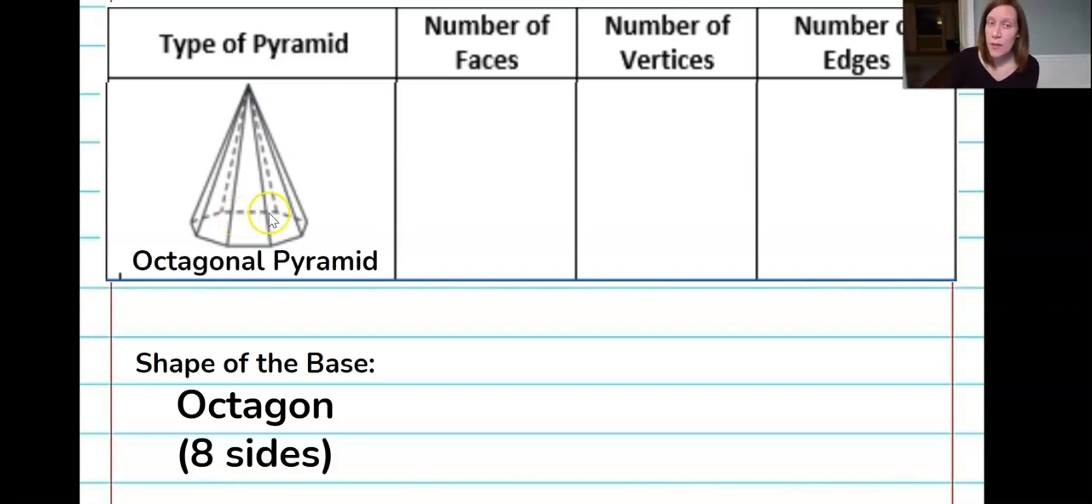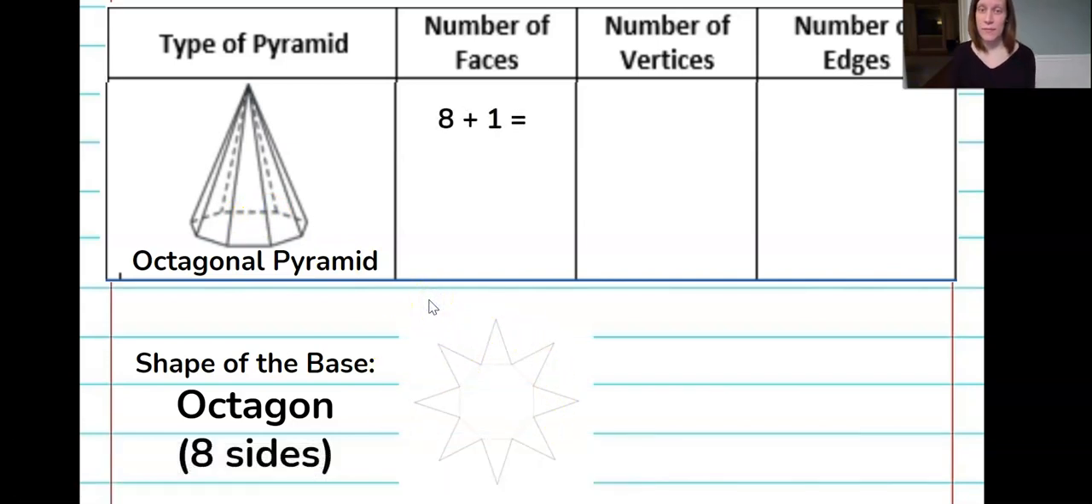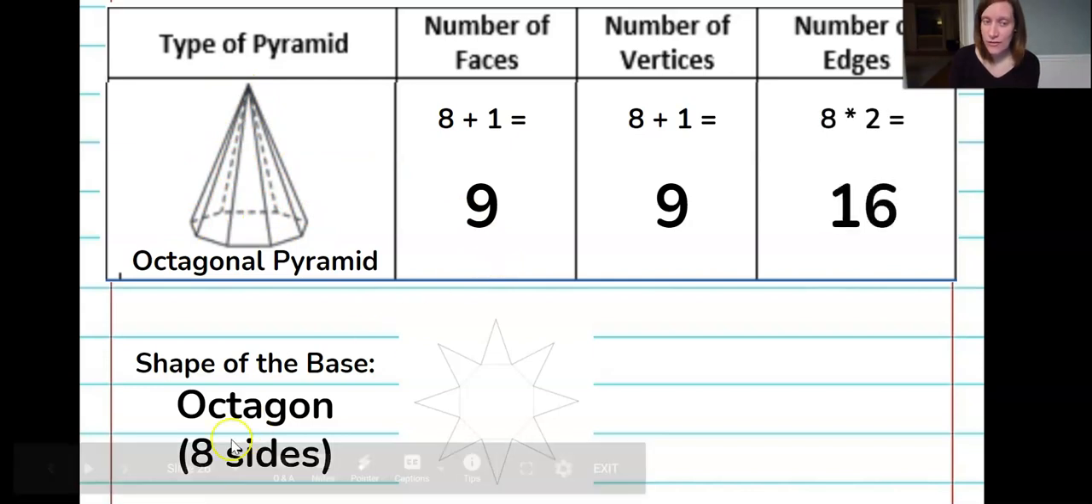I use that for my number of faces. That means I'm going to have 8 triangles around the side, plus our base, and 8 plus 1 is 9, so there are 9 faces. The number of vertices, again, there are 8 corners on our base, and then the 1 common vertex at the top. So 8 plus 1 is 9 vertices. And then the number of edges, there are going to be 8 around the base, and then 8 for our 8 triangles around the side. 8 times 2 is 16 edges.